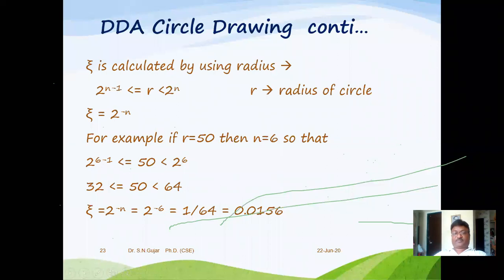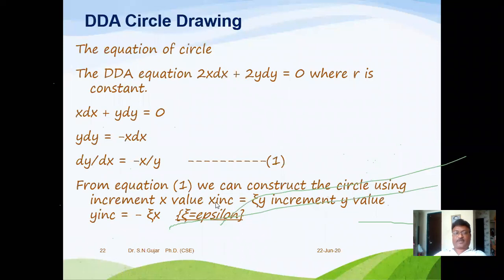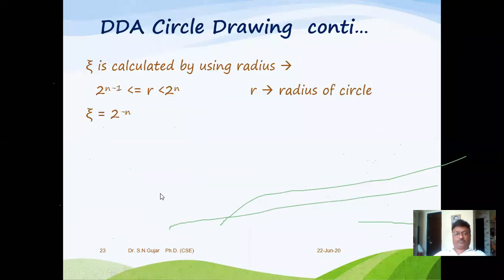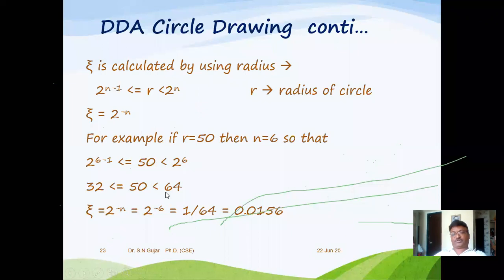Correct. Once this epsilon value is calculated, you apply it in your increment step. I have already told you that x increment is equal to epsilon y. This is my x increment, and y increment is minus epsilon x. That's why I am going to calculate this epsilon value. Now proceed to the next step.